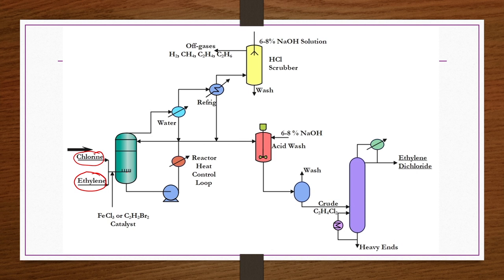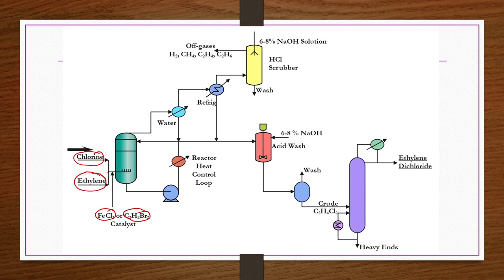Okay. So, they will be bubbled to the tubular reactor, to which ferric chloride or ethylene bromide may also be added in some traces as catalyst. Okay. Now, the reaction takes place here. The reaction is exothermic, as we have seen.